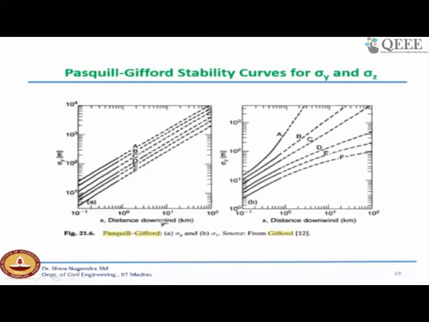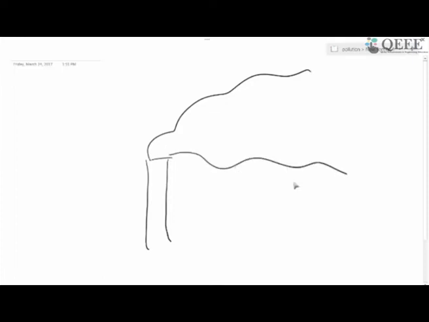Okay, so you will use the stability class to understand what dispersion is happening in a given environment. For example, suppose emission is contributed from a power plant, and you would like to know how the dispersion is taking place. Generally, this is the direction of the wind, and in this direction, advection is dominating.